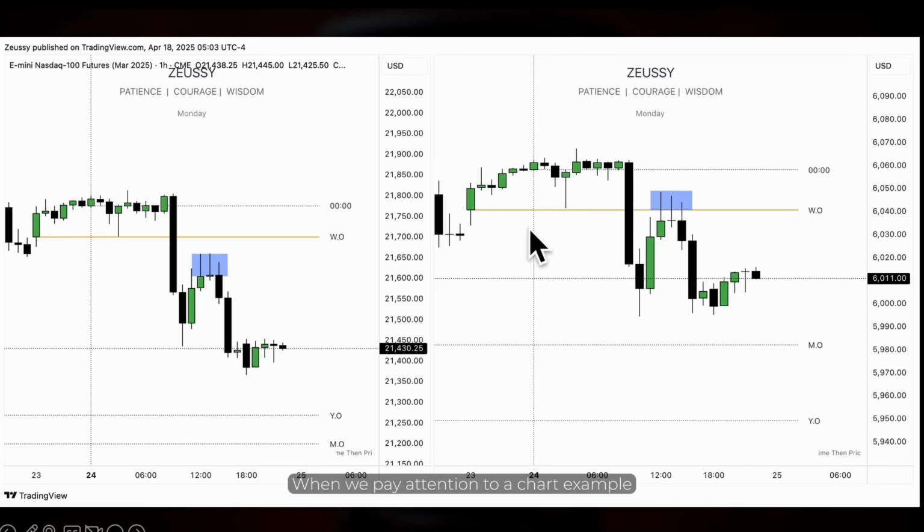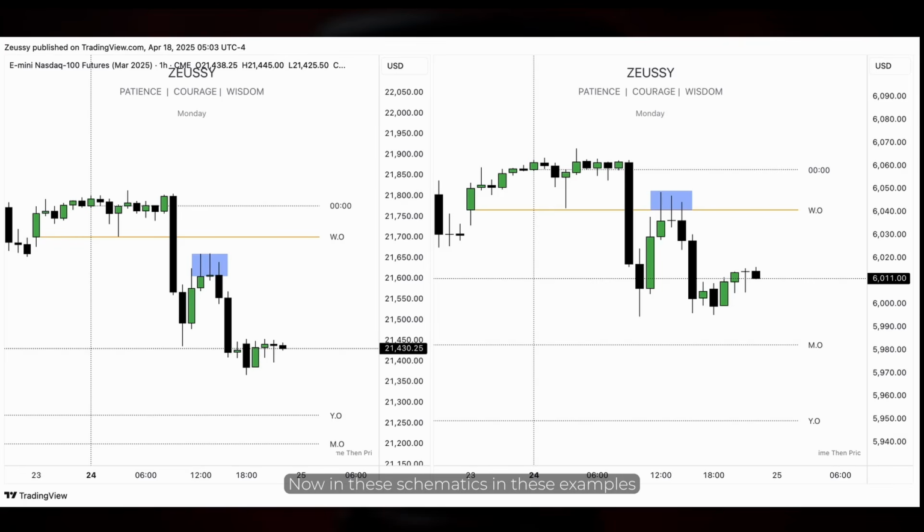When we pay attention to a chart example, what you can see is that on the left you can see Nasdaq again, on the right you can see ES. Notice that we see ES reprice into that orange line, which represents the weekly open. Notice, however, that Nasdaq did not reach the weekly open and stopped right in advance of it. This is an important warning sign like I outlined.